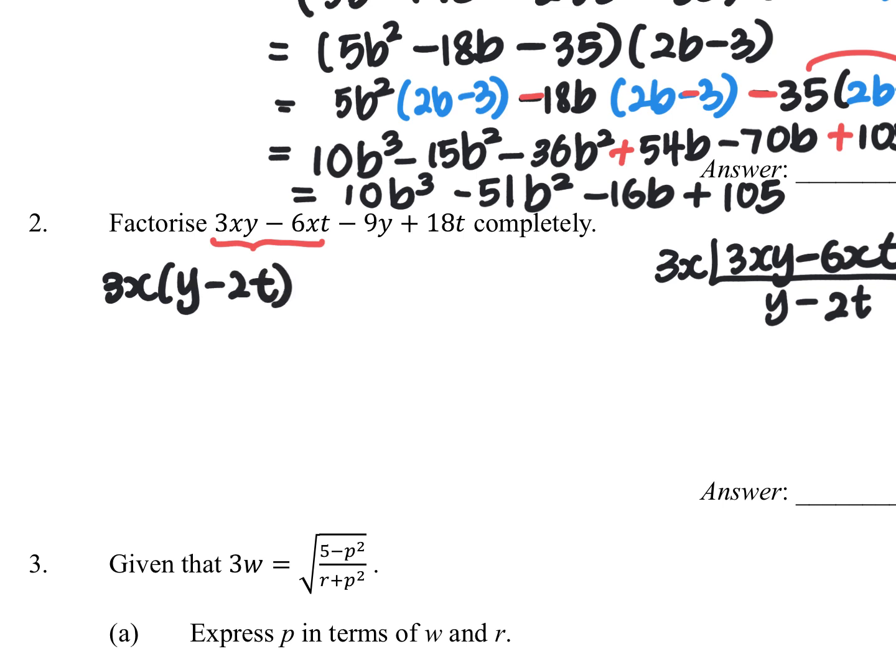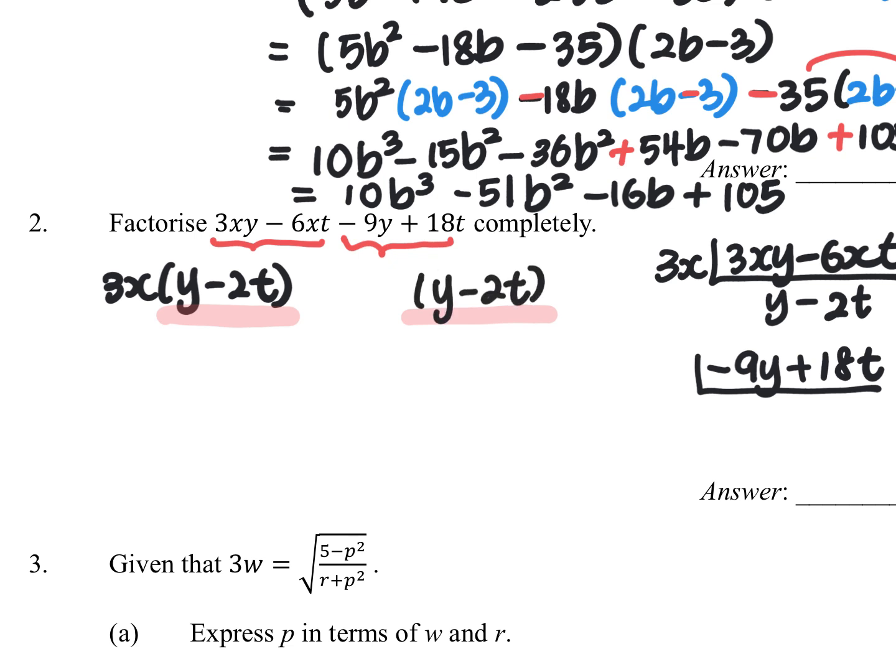Okay. Next part, I have the next set. Remember, I try not to write brackets because the sign might change. So in this case, it's negative 9y plus 18t. I'm going to divide these. Bear in mind, the portion at the back is y minus 2t. I must make sure y minus 2t will appear. So if I'm going to get y minus 2t, what am I going to factorize out? That number is going to be negative 9. In this case, negative 9y divided by negative 9 will give me positive y.